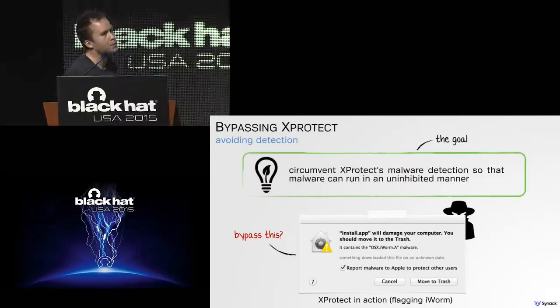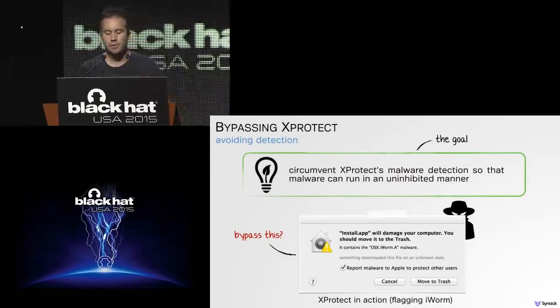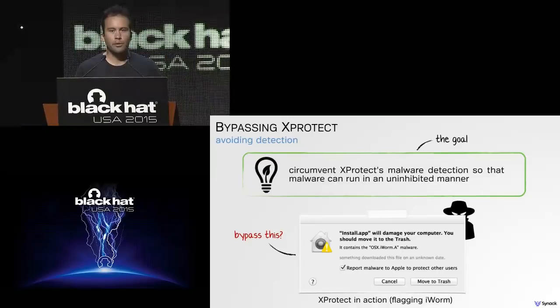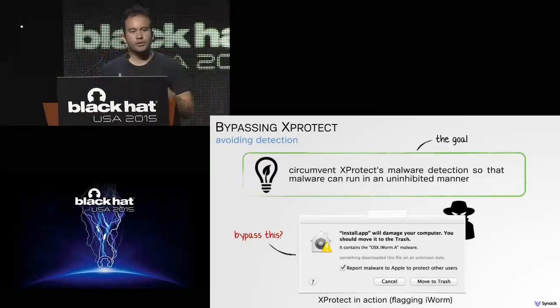So now I want to talk about XProtect. XProtect is Apple's built-in antivirus product. Do you guys know that there's actually a built-in antivirus in Mac? And it does a decent job detecting or blocking known malware. So here we can see when a user tries to download an application that has iWorm, it'll pop up and say, hey, iWorm's in this, I'm not going to allow you to run this.